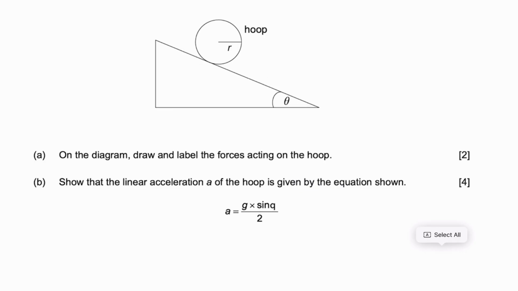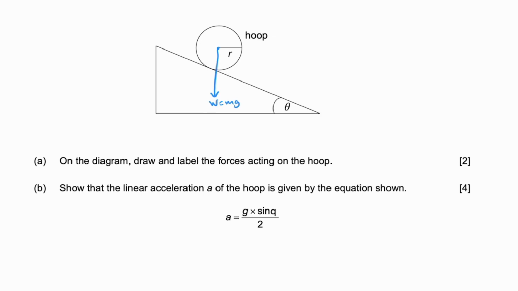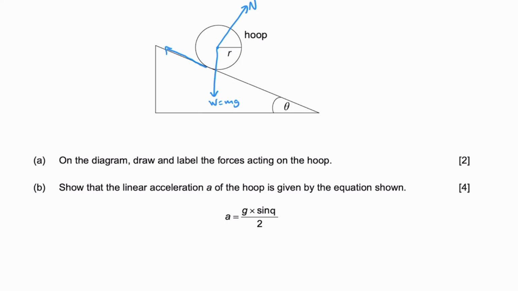Well, the first force acting on the hoop is weight. That comes from the centre of mass of the object. Call that weight equals mg. The second force that acts on the hoop is the normal reaction force. That is perpendicular to the surface. That's called N. And the third force acting on this is the frictional force, which acts between the surfaces and it opposes motion.